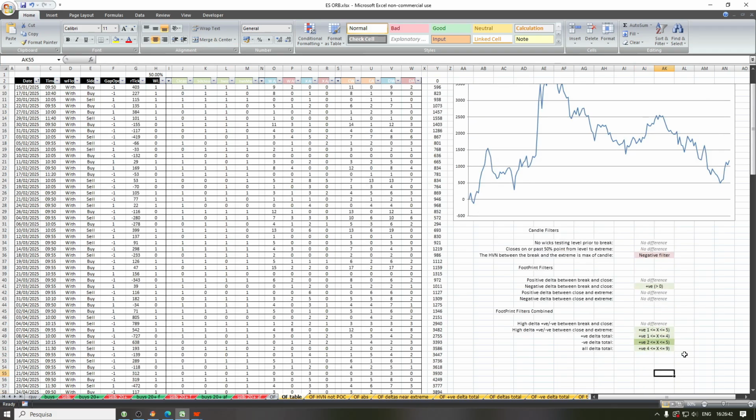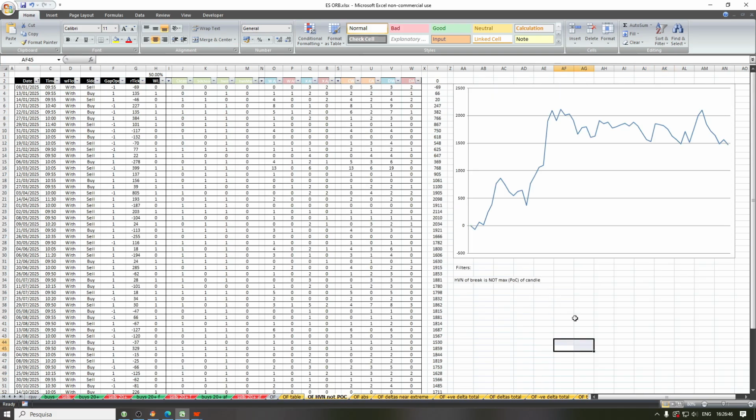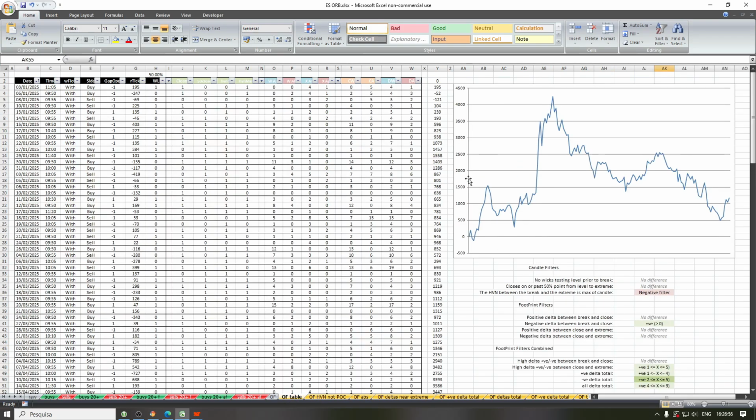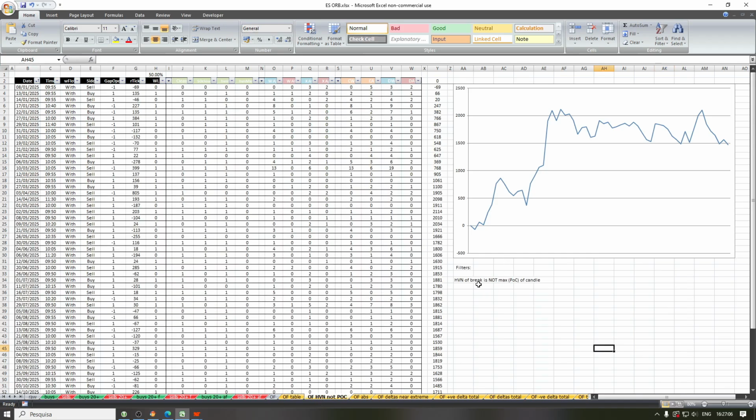Now, how much do I read into all of this? I'll show you the tables, actually. I'll show you the graphs themselves, right? So that's this visualized here. So obviously that's the graph with no filters. And then, if we don't have the high volume node beyond the break, it looks a little bit better like this.